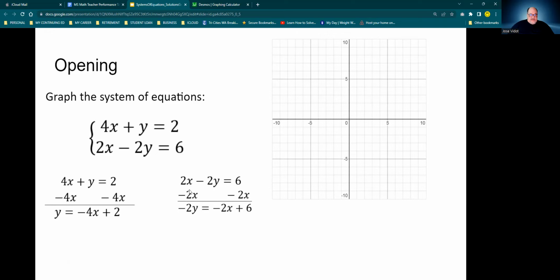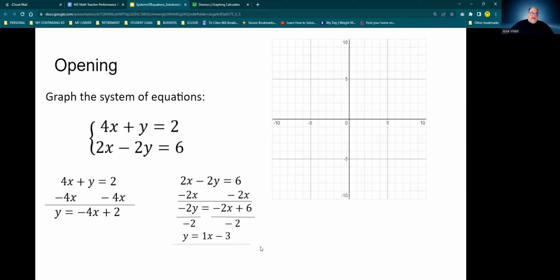Or I could do this first and pose the question to the students and say, okay, you have negative 2y equals negative 2x plus 6. What can we do here? And the answer would be, of course, divide by negative 2, because you're trying to isolate y. So we divide by negative 2 on both sides, and we get y equals negative 1x minus 3.